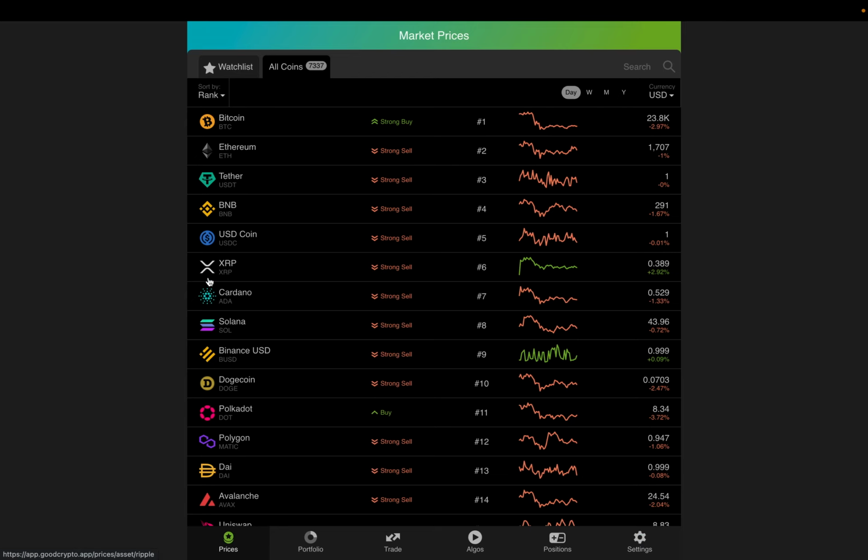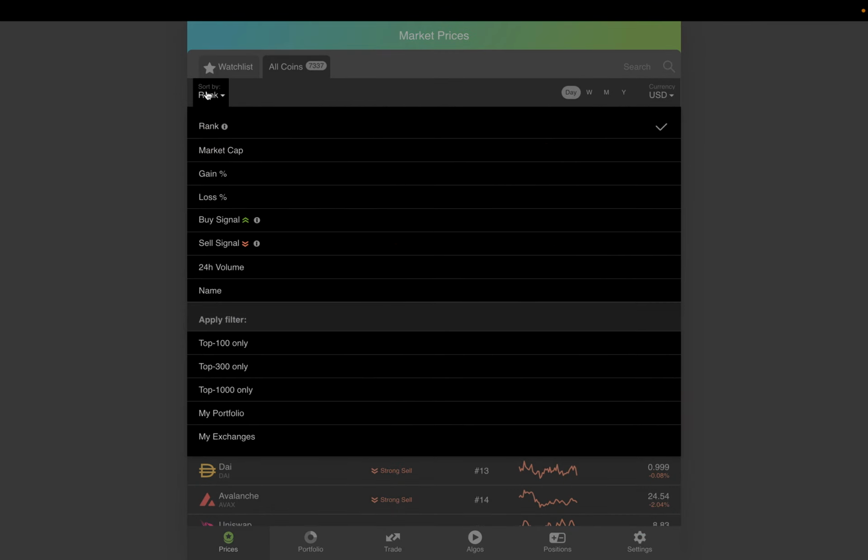Okay. Another one, we'll go to prices. There are two new coin filters here. Once again, I hope you know that there are filters here, so you can not only rank this list, but also apply filters to them. And previously we only had those three, so we had the top 100 only. We had my portfolio and my exchanges. And again, guys, if you haven't seen that, that also can change your life.